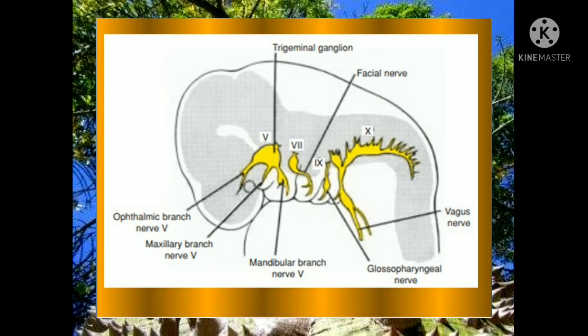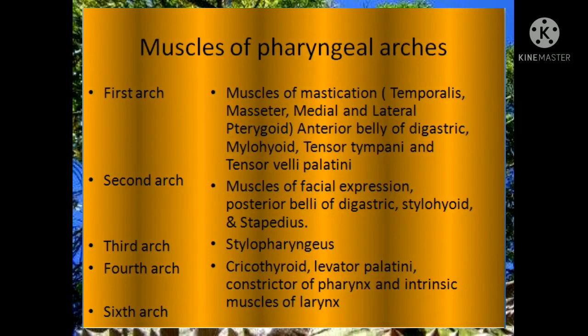nerve of the vagus nerve. The muscular elements of the pharyngeal arch are: from the first arch, the muscles of mastication, that are the temporalis, masseter muscle, medial and lateral pterygoid muscles, and the anterior belly of digastric, mylohyoid, tensor tympani, and the tensor veli palatini muscles originated from the first arch.